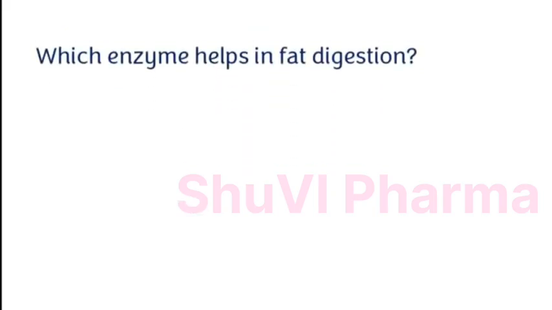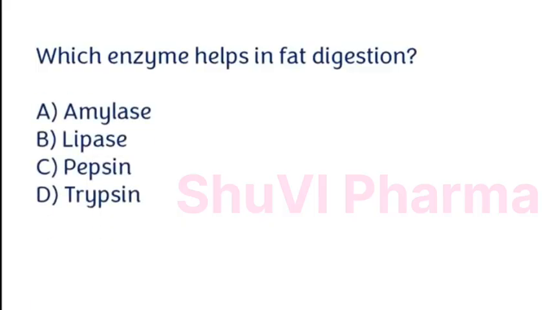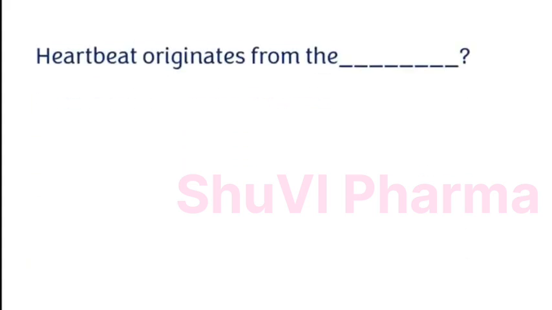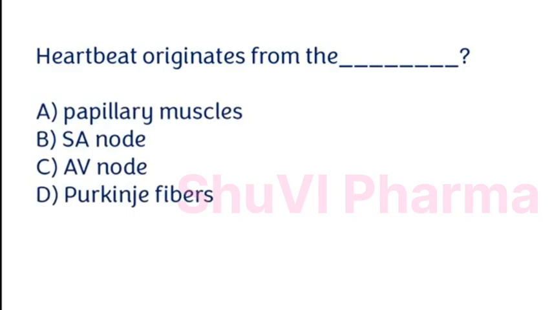Which enzyme helps in fat digestion? Amylase, lipase, pepsin, trypsin. The correct answer is option B. Lipase enzyme helps in fat digestion. Heartbeat originates from the papillary muscles, SA node, AV node, Purkinje fibers. The correct answer is option B. Heartbeat originates from the SA node.